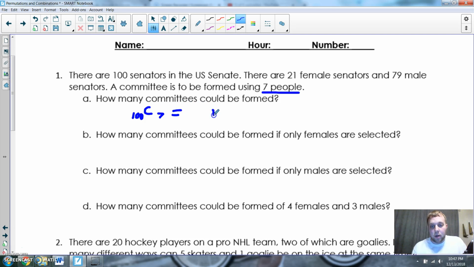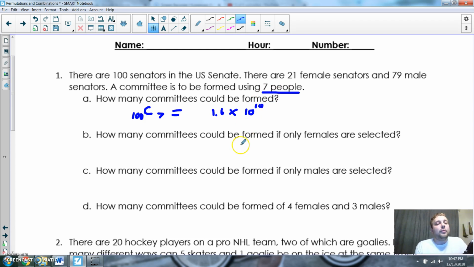It's going to be 1.6, and I'm just going to do scientific notation. You guys can write it with the E if you want. I'm just going to go 10 to the 10th power. Basically, I could move the decimal over 10 times as well. There are a lot of ways to organize 7 people.